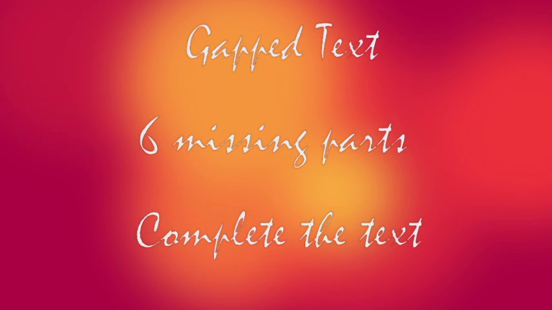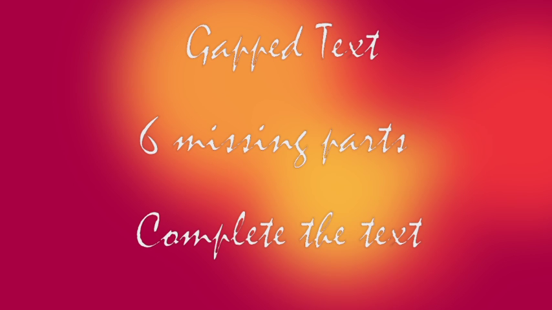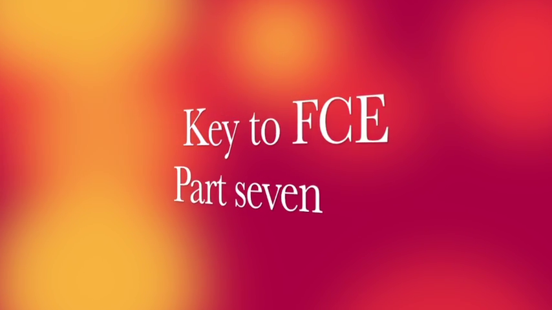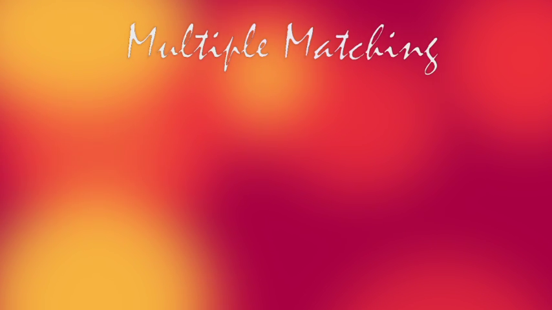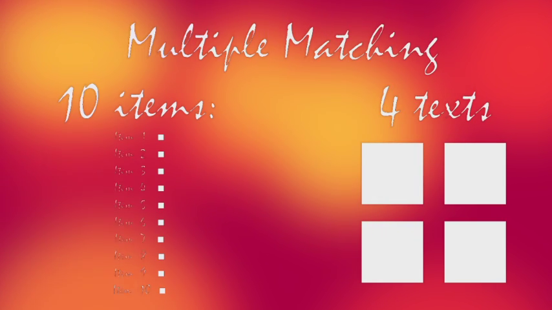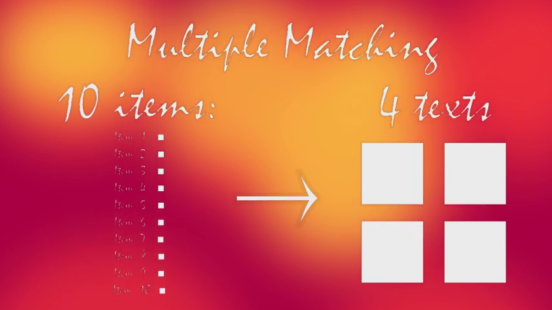At part 6, you have a text with 6 missing parts. So you are supposed to read from a list of parts and decide which part goes in which place. So you are supposed to complete the text with some paragraphs that you have there. It's a reading activity. At part 7, you have 4 short texts and a list of 10 items. You are supposed to match the 10 items with the 4 texts.